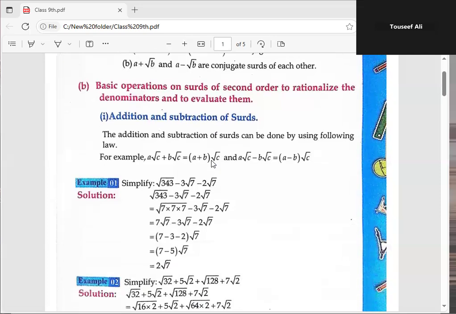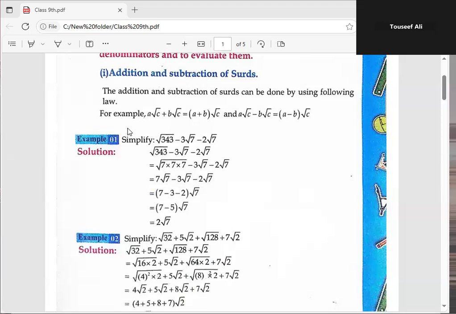The next thing is basic operations on surds of second order to rationalize the denominator and evaluate them. Now we have to evaluate, we have to solve, we have to simplify the surds. What are the basic operations of surds? Firstly, we will explain how to add or subtract the surds. For adding or subtracting a surd, we just see the term which is present in the square root. So this is the example, a root c plus b root c equals to.